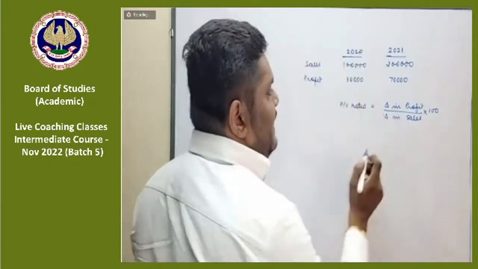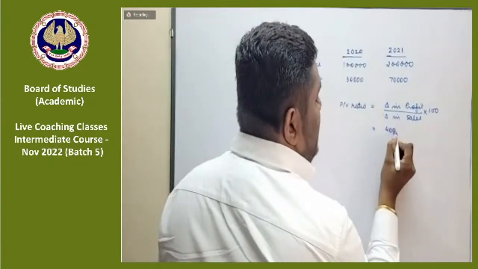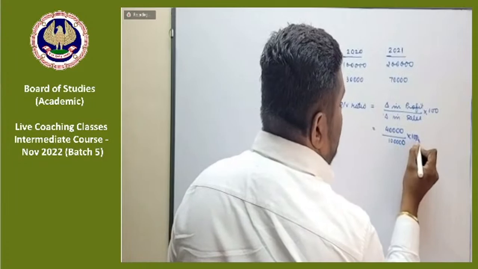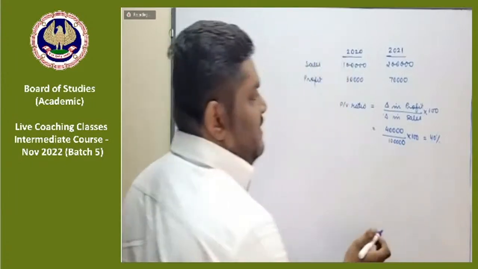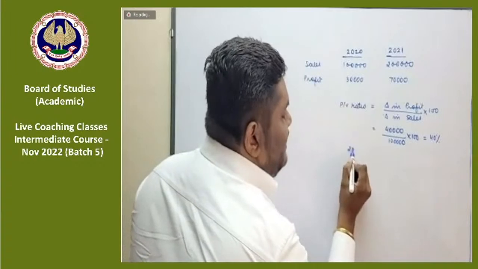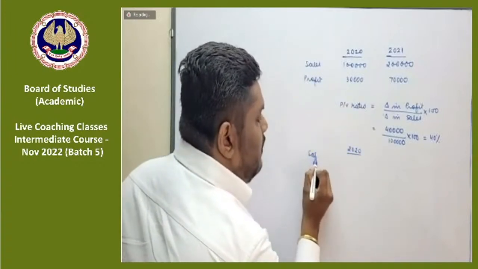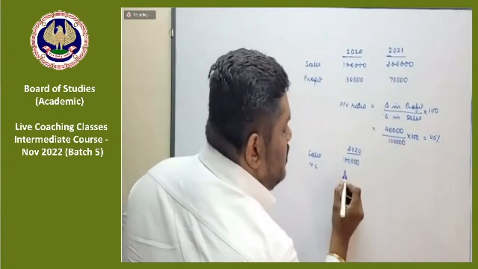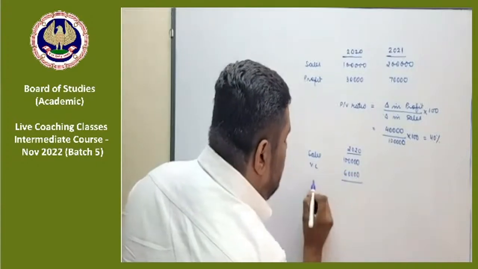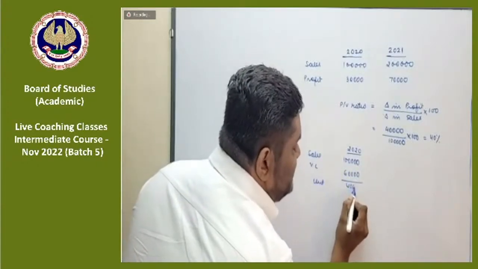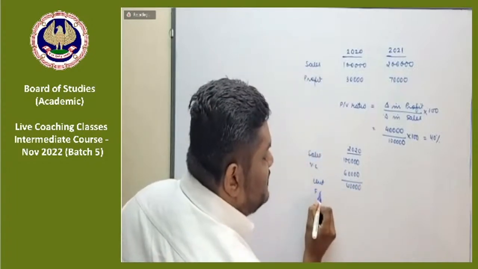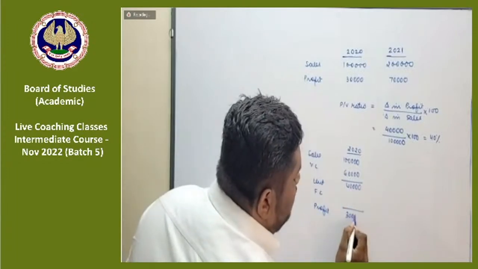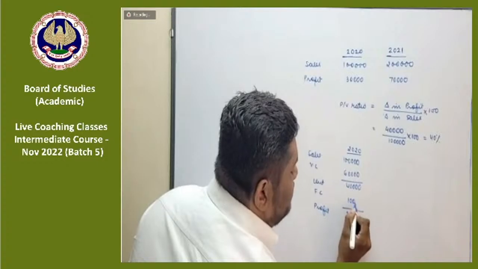So here in this case, the change in profit is how much? 40,000 divided by change in sales, which is 1 lakh, into 100. So 40% is my PV ratio. We can easily calculate the fixed cost. Sales is 1 lakh. Variable cost will be 60,000. My contribution is 40,000. Fixed cost is not given, but profit is given, that is 30,000. Therefore, my fixed cost will be 10,000.